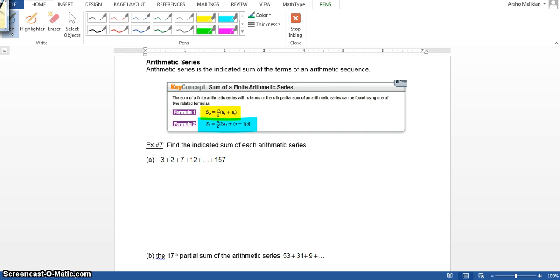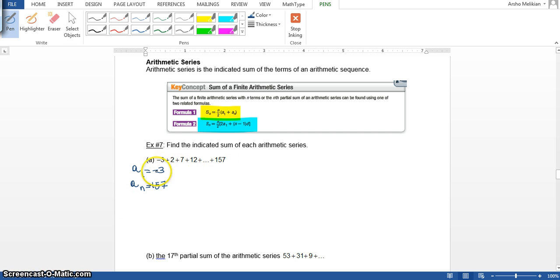Okay, in the first case, we have a series. We have the first and the last part of the sequence, and we just want to find the indicated sum here. Let's see what information we do have. I have that A1 is equal to -3. I have that AN is equal to 157. Now, for my formulas, what I need is N. N is the number of terms that are in the sequence.